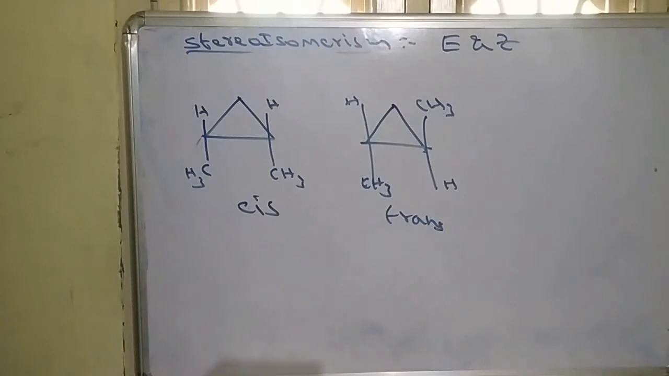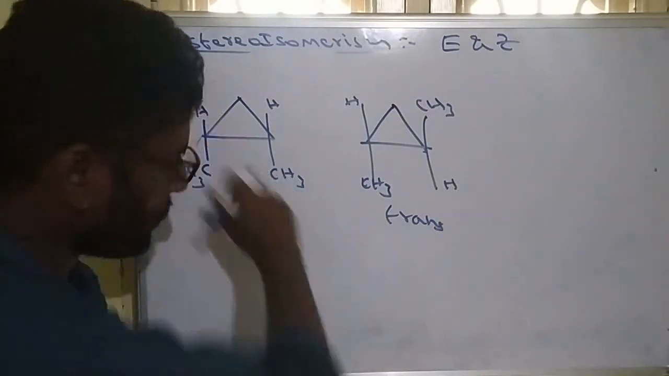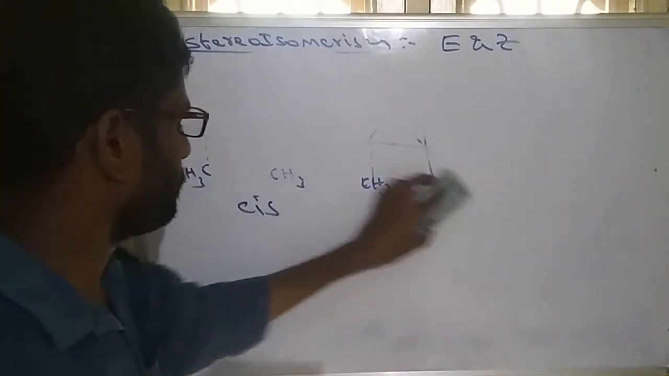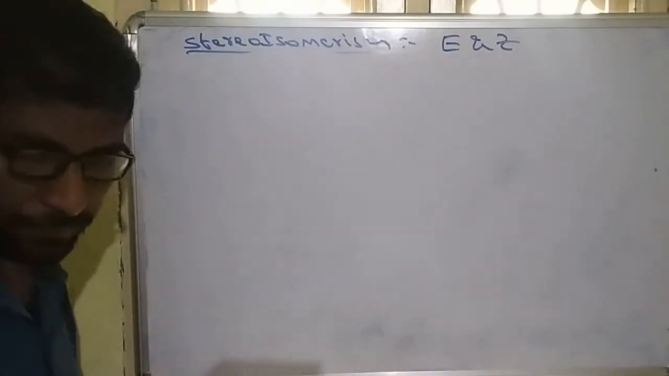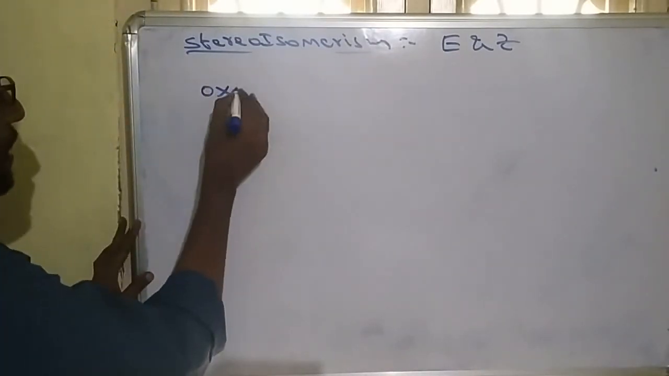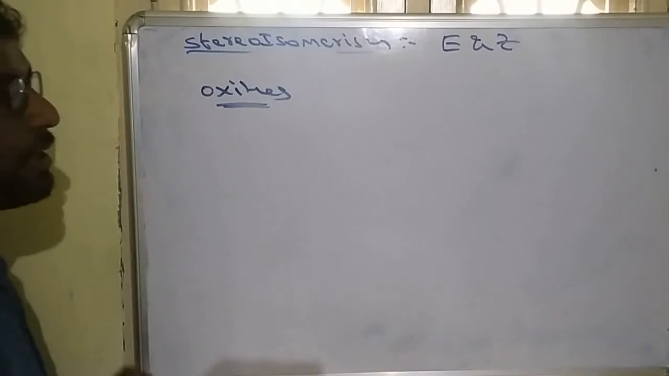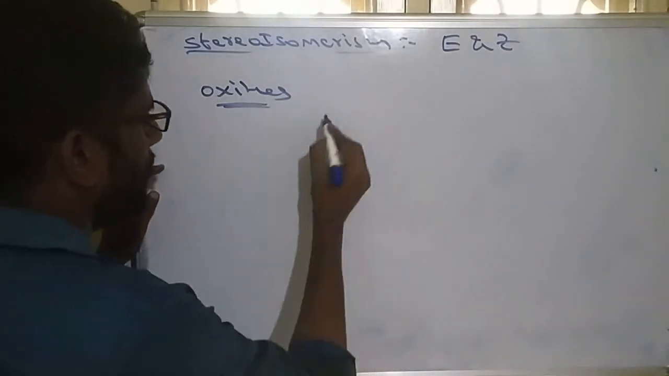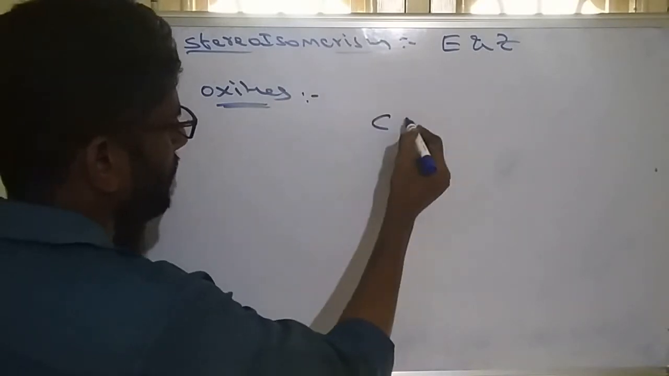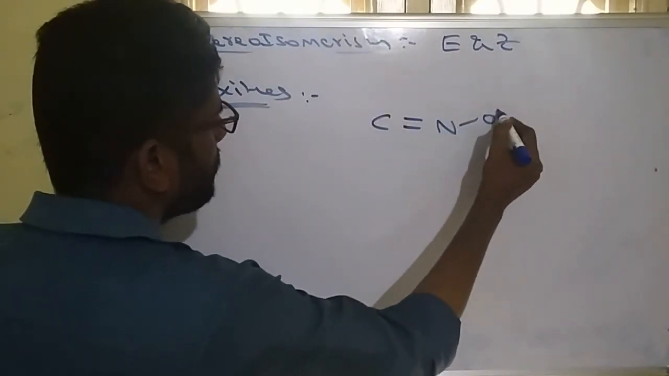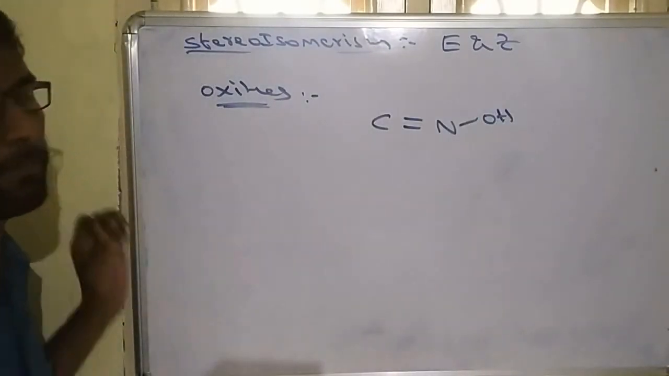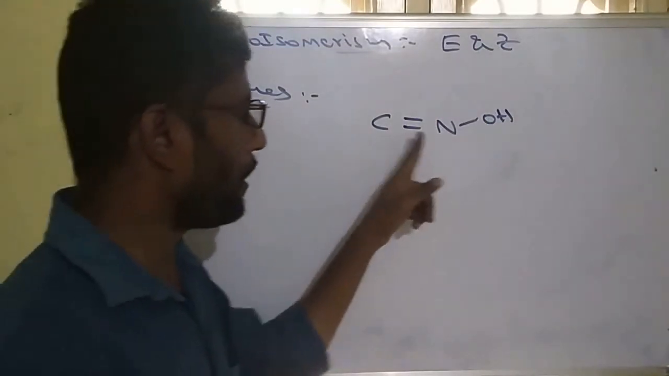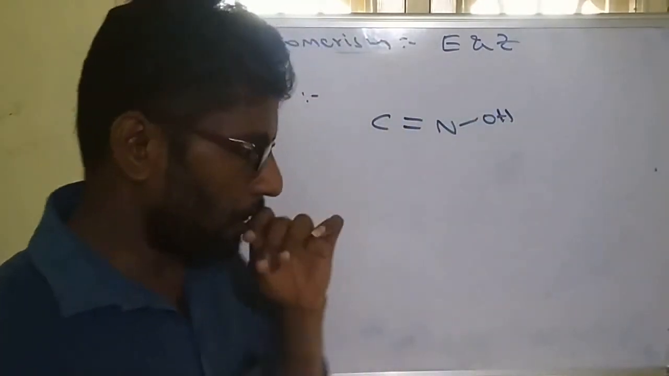Not only cycloalkanes, some oximes also will show geometrical isomerism. So what are oximes? Oximes contain the C double bond NOH group. So this group is called oxime. The C double bond NOH group is called oxime.